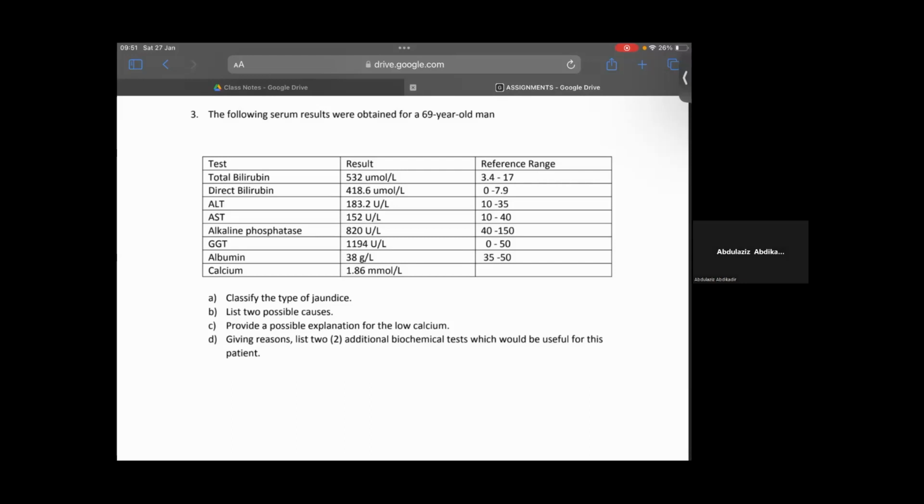But this one is a 69-year-old man. If that was not written there, remember biliary atresia, you cannot get it in a person with this age. So a 69-year-old man rules out biliary atresia. Provide a possible explanation for the low calcium. Why is the calcium like that?